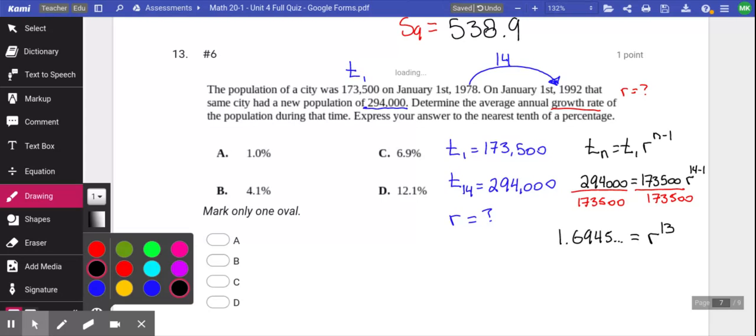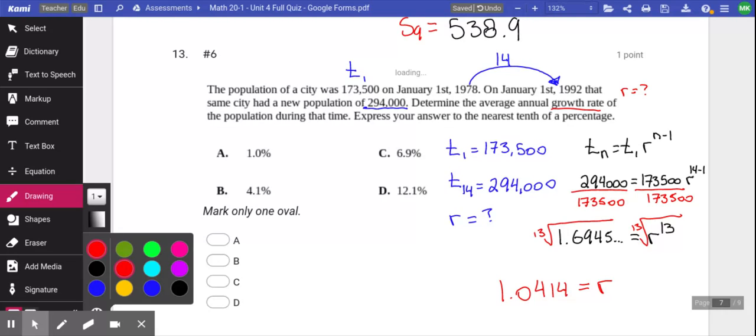Now I have to get rid of that exponent, that 13. To do that, I would have to take the 13th root. To do the 13th root in your calculator, you type in 13, then you hit math. And if you look at the fifth option, it's a little x with a root sign. That's the one you want, so the fifth option. That'll give me the 13th root. And then I want to do 1.6945, and I get 1.0414 equals my R.